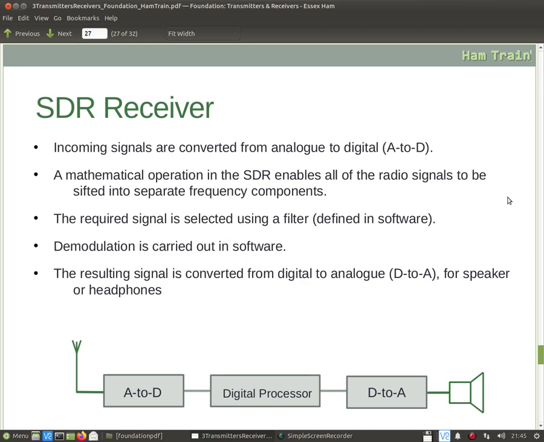The diagram below shows that process. So the signal comes in through the antenna, which is an analog signal. It is converted from analog to digital. It's then processed digitally by the computer, and then it's passed back from digital to analog to play through the speaker.